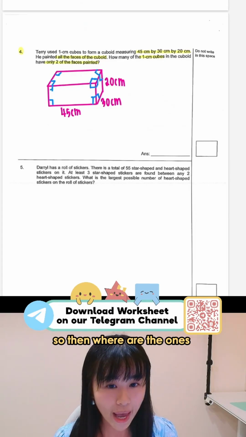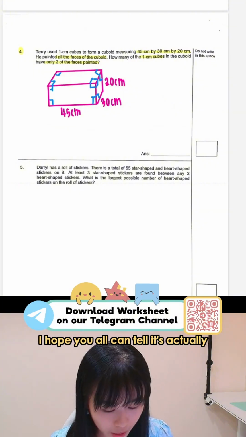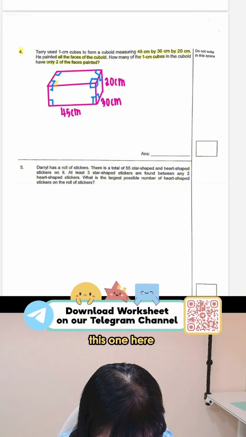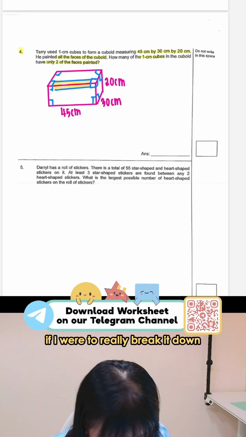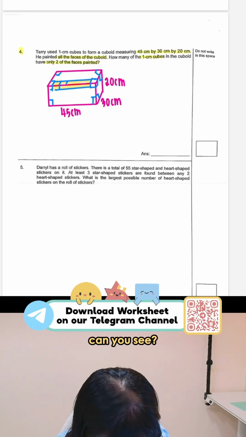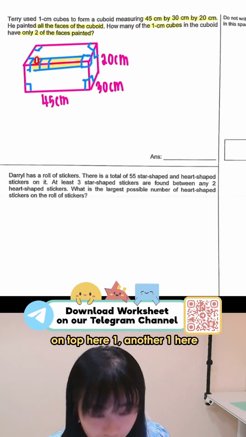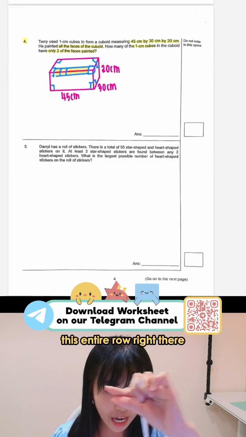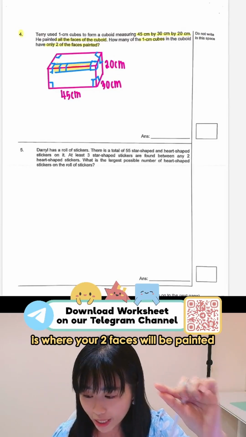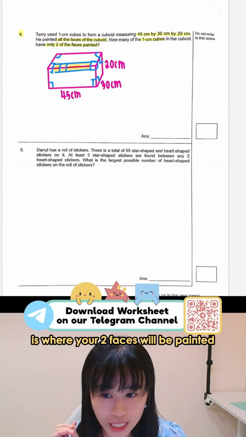Okay, so then where are the ones with 2 faces painted? I hope you all can tell. It's actually this one here. If I were to really break it down, can you see? Because if I were to zoom in, why is it 2 faces painted? On top here one, another one here. This entire row right there, that I've marked out, is where your two faces will be painted.